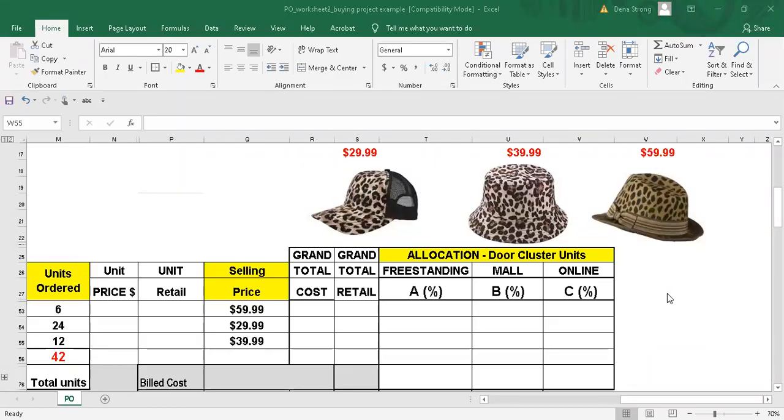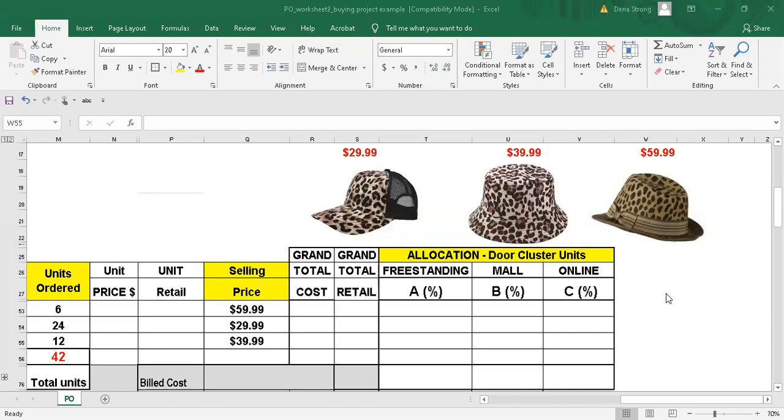Hello, everyone. This video is to help you understand the allocation process of retail buying and merchandising. Allocation is part of the job. Buyers work hand in hand with planning and allocation, depending on the company. Some companies have a planning and allocation department.